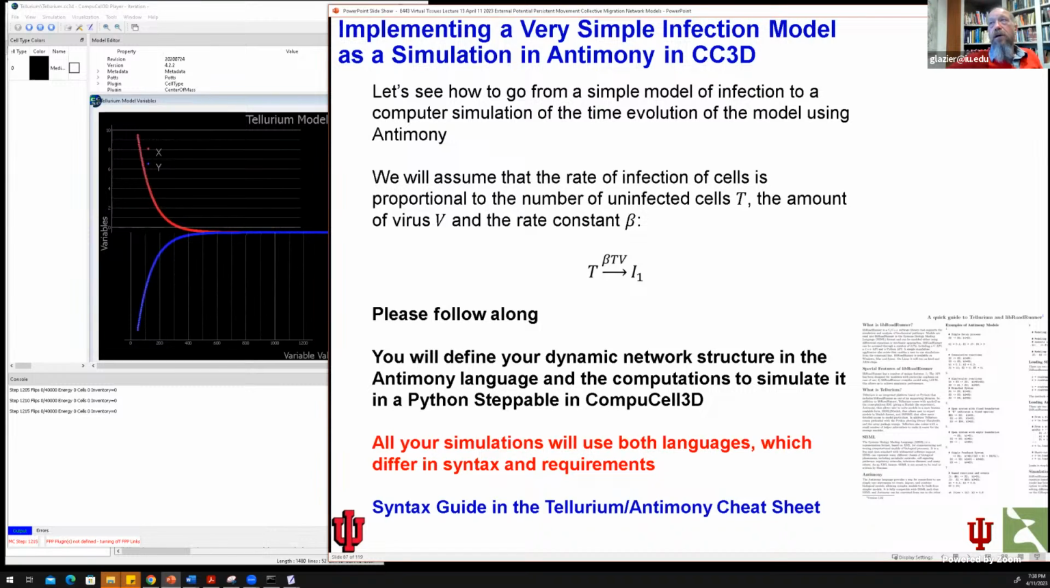So now let's think about an example, and I'm going to think about a very simple example. This is from 2 years ago during COVID, and we're going to think about a population of uninfected people, T, or uninfected cells, T. We have an amount of virus in the environment, V. The probability of becoming infected is beta times the number of uninfected cells times the amount of virus, and they become infected.